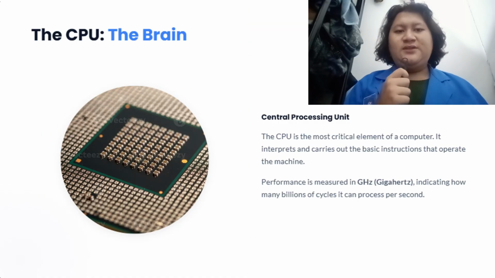The CPU stands for Central Processing Unit. This is one of the most important parts of a computer because it interprets and carries out instructions. The CPU is often called the brain of the computer. Its performance is usually measured in gigahertz. This shows how many processing cycles it can complete every second.